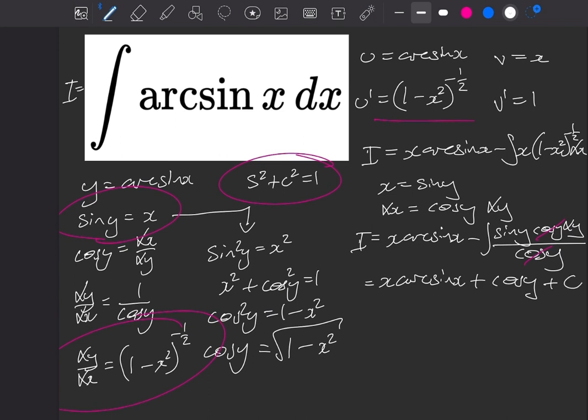And now, we don't want this in terms of y. We want it in terms of x. So we'll use what we have on the left-hand side, that cos y is equal to the square root of 1 minus x squared. So our final answer then, our integral I is equal to x arcsine of x plus the square root of 1 minus x squared, and then plus c for our constant of integration.